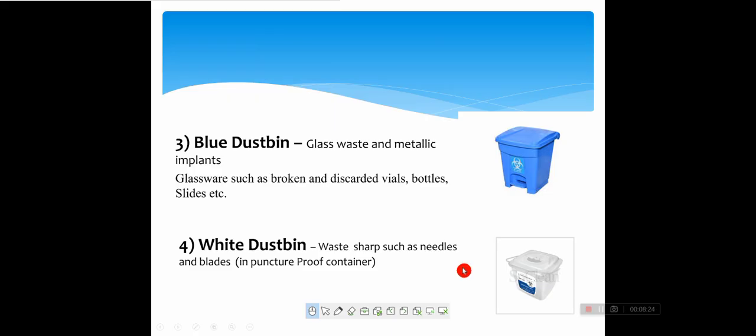Next, the third one is a blue dustbin. In the blue dustbin we put the glassware such as broken or discarded vials, bottles, and slides. And the last one is a white dustbin. The white dustbin is used for sharp needles and blades, and it is a puncture-proof container in which we discard the needles and blades.